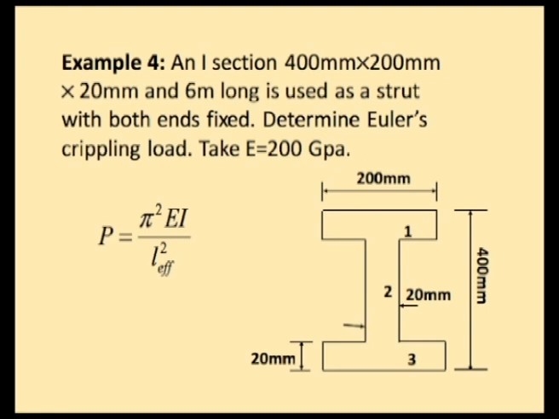So, this is a problem of compound section: an I section which is 400 mm by 200 mm, that is 200 mm width by 400 mm depth and 4 meters long, is used as a column with both ends fixed. Determine the Euler's crippling load, and Young's modulus should be taken as 200 GPa. So, again the load calculation by Euler's formula is pi squared E I by L effective squared. We will calculate each and every term. Young's modulus is given as 200 GPa, that means 200 into 10 power 9 Newton per meter squared or 2 into 10 power 5 Newton per millimeter squared.